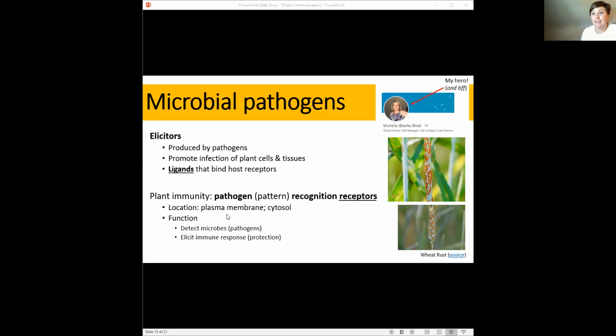Recall from our talks that ligands bind to receptors and elicit a response. In this case, the pathogen is the ligand, the pathogen recognition receptor is the receptor, and how the plant responds to infection is the response.